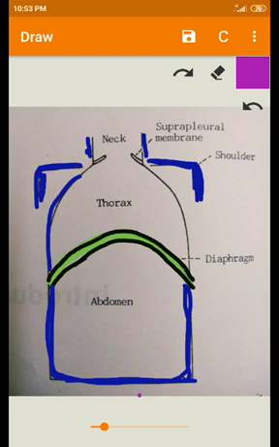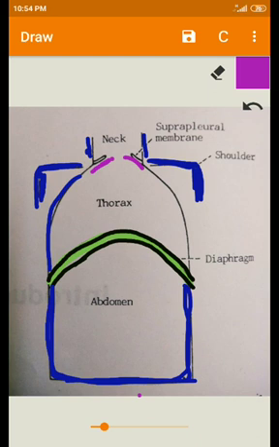So this narrower end is continuous with the root of the neck, from which it is partly separated by the suprapleural membrane. This is also called Simpson's fascia.